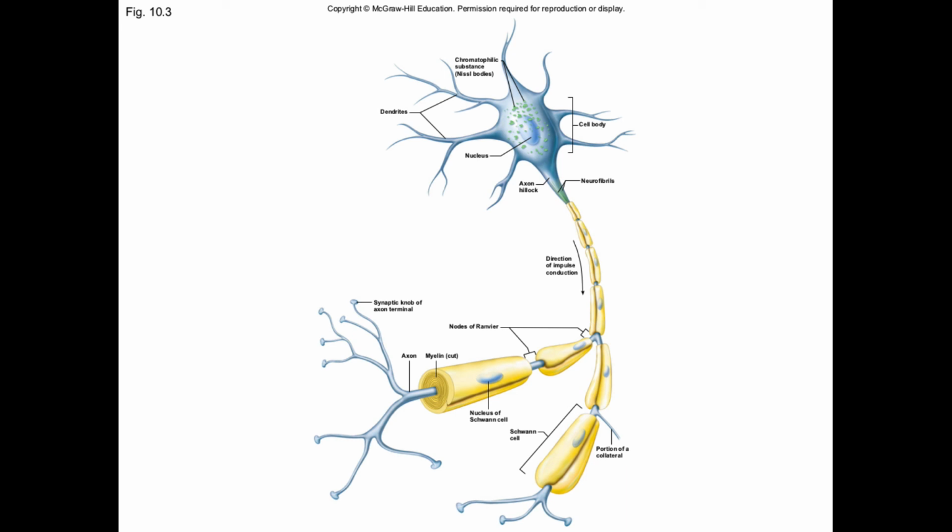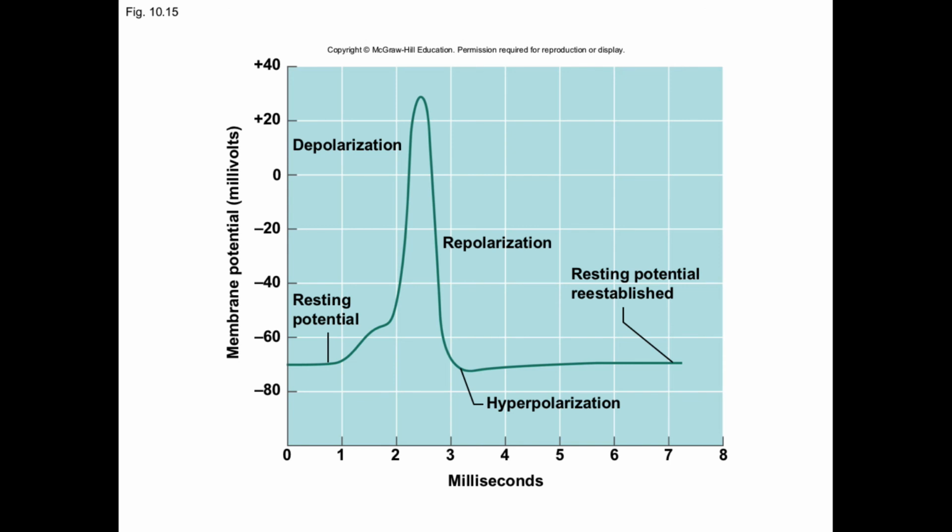From here, we're going to get into generation of an action potential. We have four phases or four parts. We have the resting state, which will be number 1. Number 2 is depolarization. Number 3 is repolarization. And number 4 is hyperpolarization. Let's begin with the resting state.